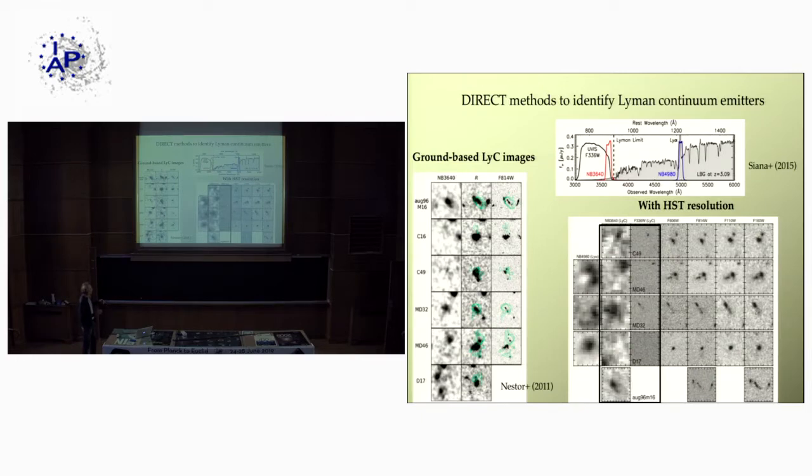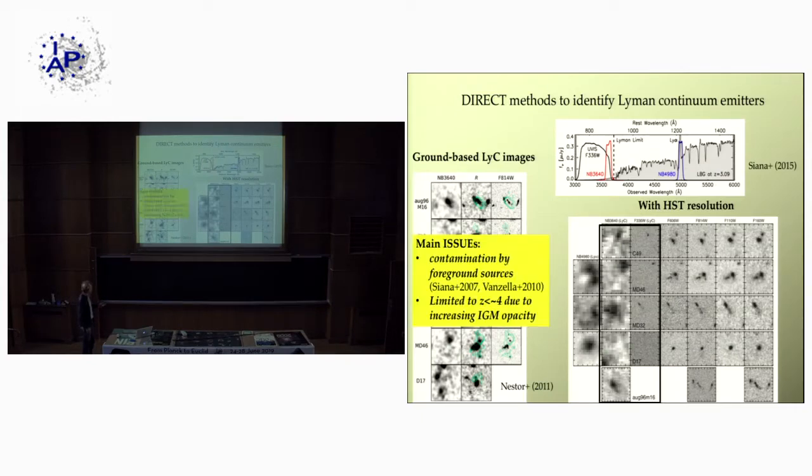Indeed, all the candidates which turned up over several years, when people looked at them with HST in the Lyman continuum compared to the ground-based observations, no Lyman continuum detection was found in these galaxies. So in a nutshell, many candidates were found with these ground-based imaging techniques, but most of them turned out to be contaminated by foreground sources.